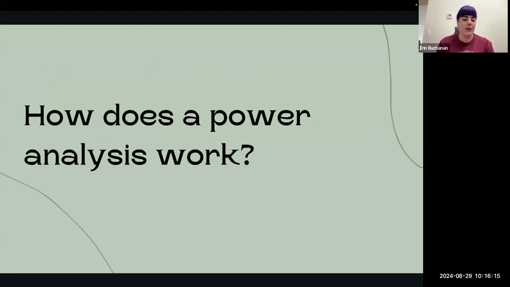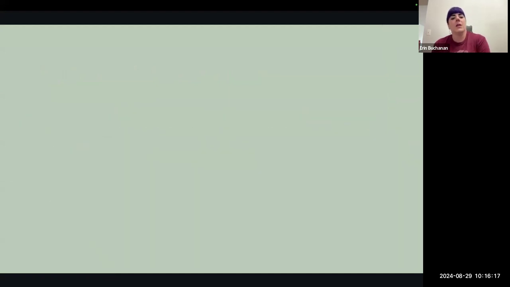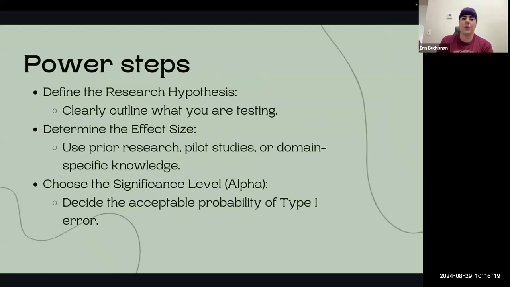Okay, so that brief aside and the slide hiccups, how does this work, right? So we have to define our research hypothesis. These are steps we've already taken in our workshops here. So defining what we're testing, because that helps us figure out the analysis that we're using.